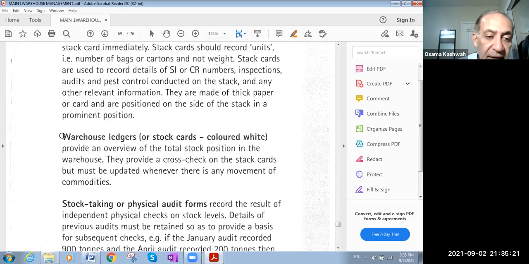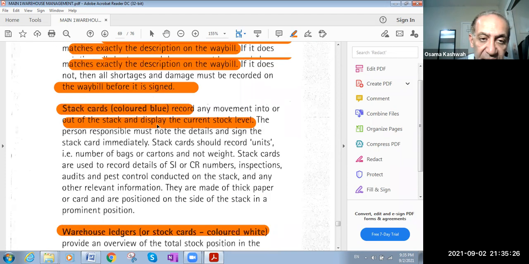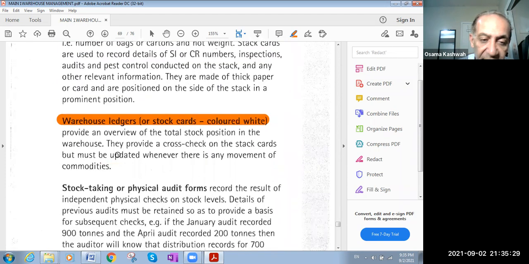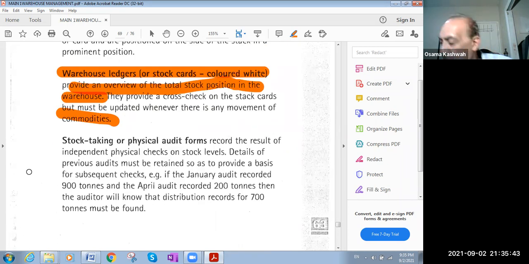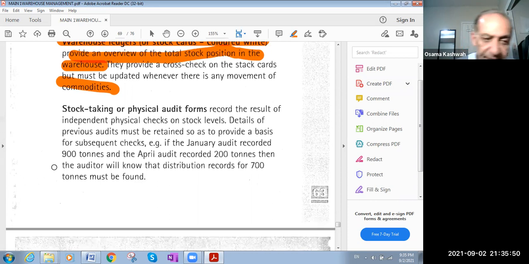Okay, the warehouse ledger or stock cards, colored white, because we have colored blue and colored white. It provides an overview of the total stock position in the warehouse. They provide a cross-check on the stack cards, but must be updated whenever there is any movement of commodities. When there is movement of commodities, it must be updated. That's fine. Stock taking or physical audit form.